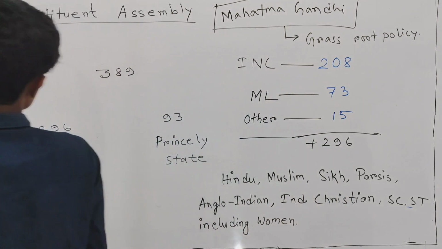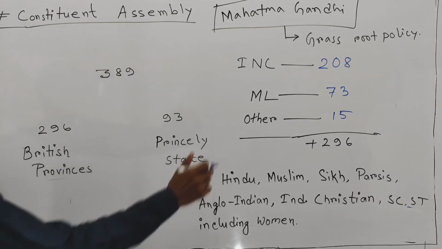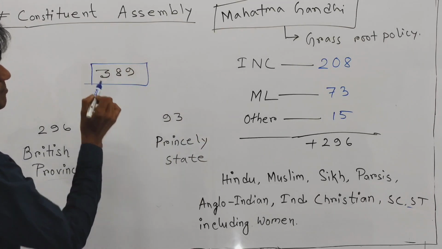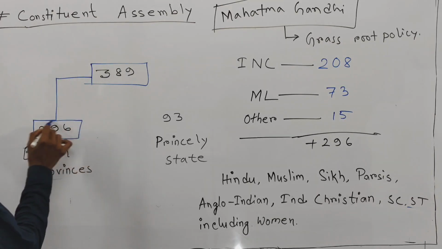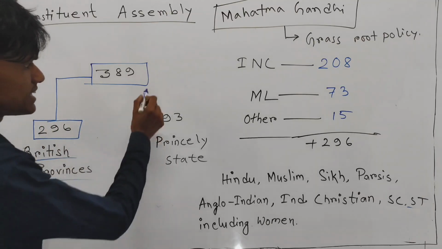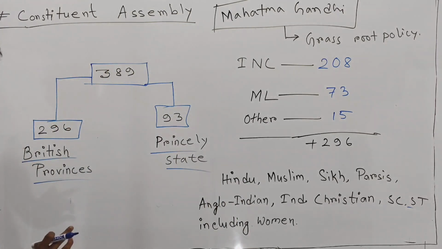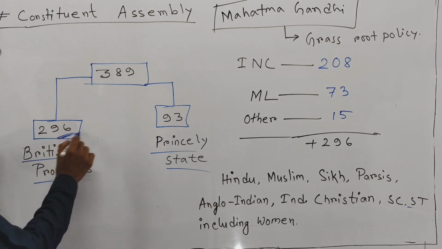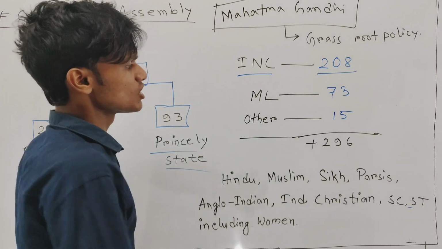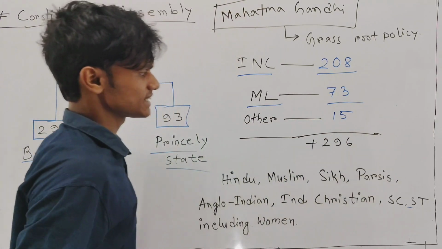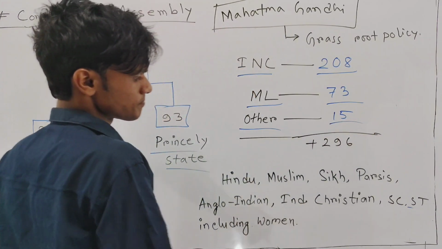So the total number of seats in the Constituent Assembly was 389, and out of 389 seats, 296 seats were for British provinces and 93 seats were for princely states. After the election, out of 296 seats, the Indian National Congress won 208 seats, the Muslim League won 73 seats, and other independent parties won 15 seats.